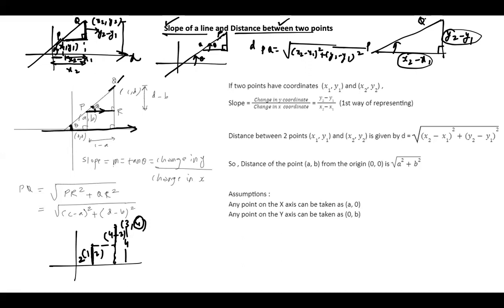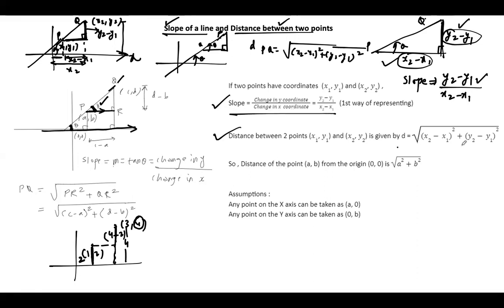Corresponding angles. Not relevant as of now, but these are corresponding angles. All right. So if I find this angle, which is your slope, slope is given by the change that happened in the y coordinate with respect to the change in the x coordinate. This is one way of representing the slope.